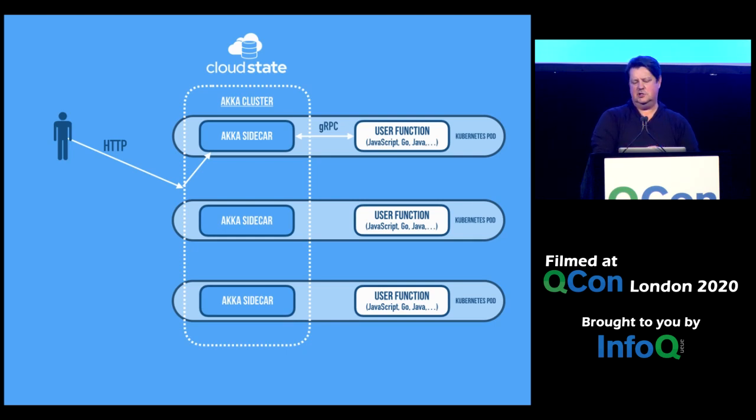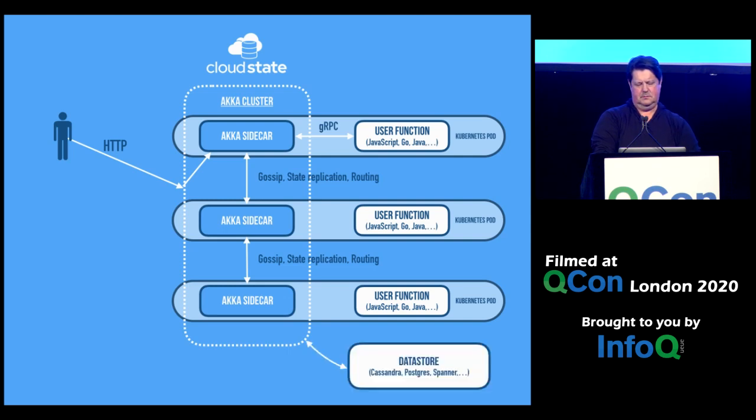That'll be translated to gRPC by your user code that's on the left side. It'll interact with the function and then return some data. And then in between, you're getting typical cluster gossip, routing, replication, rebalancing, all this kind of stuff happens in Akka cluster behind the scenes. And of course, your data store, abstracted by Kubernetes.